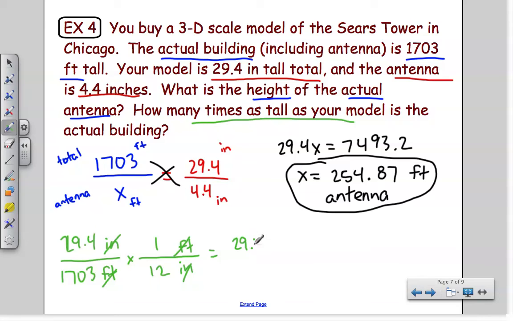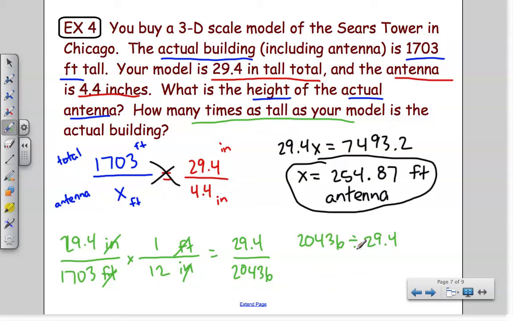On top, I just get the 29.4. On bottom, I'm multiplying 1703 by 12 because I'm figuring out how many inches are in the actual Sears Tower. It's 20,436. Now these are both in inches, basically. But I need to know how many times taller this is. Really, I should be flipping this around and do 20,436 inches divided by the height of my model, which was 29.4. How many times bigger is this?